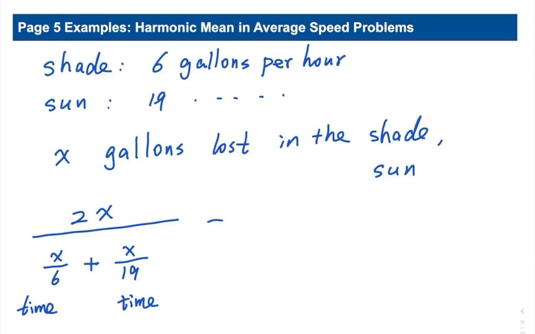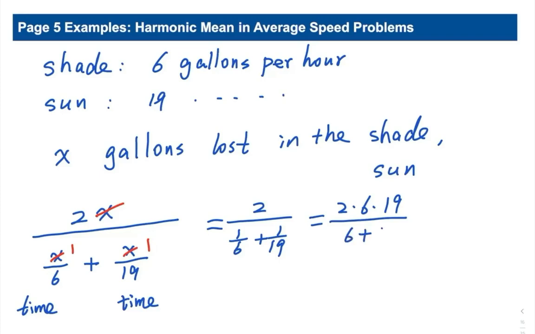Okay, then what do you see? You have x in the numerator and x in the denominator, so x can be cancelled. Then this number is 2 over 1 over 6 plus 1 over 19. This is the harmonic mean of 6 and 19. So what is this? This is 2 times 6 times 19 divided by 6 plus 19, which is 228 divided by 25, which is 9.12 gallons per hour.